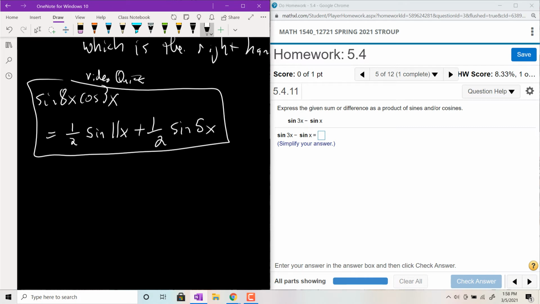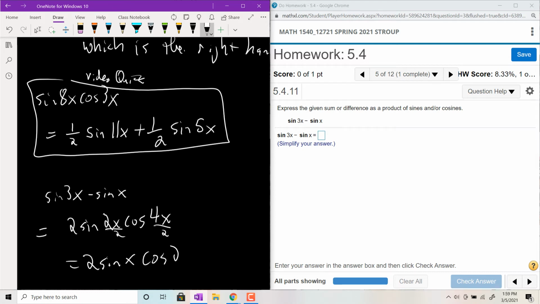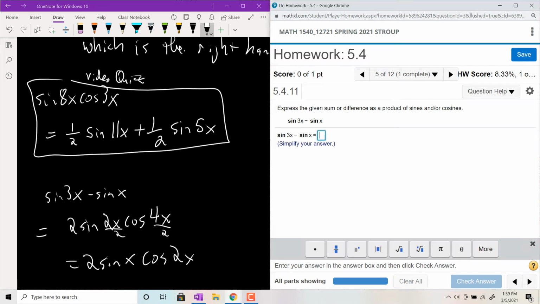Anyways, let's look at this problem. So sine of 3x minus sine of 1x. And that's formula 2. So we'll have 2 sine of (3x minus x)/2, which is 2x over 2, times cosine of (3x plus 1x)/2, which is 4x over 2. So this will equal 2 sine of x cosine 2x. So let's put that in there: 2 sine of x cosine of 2x.